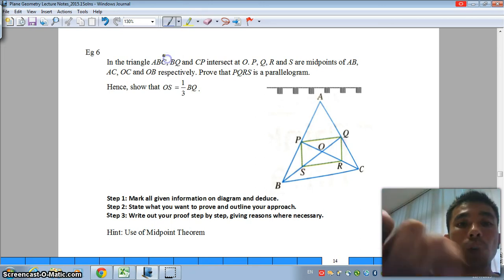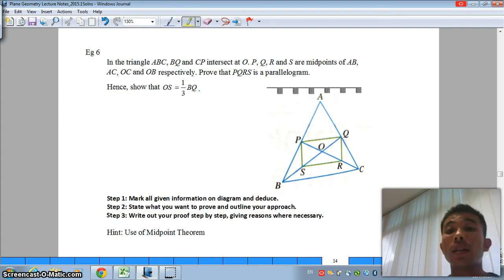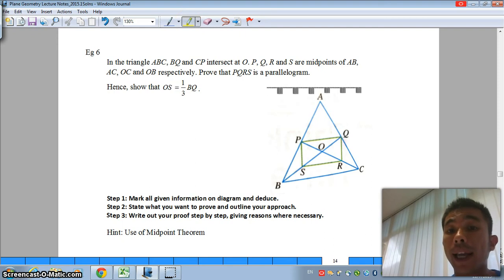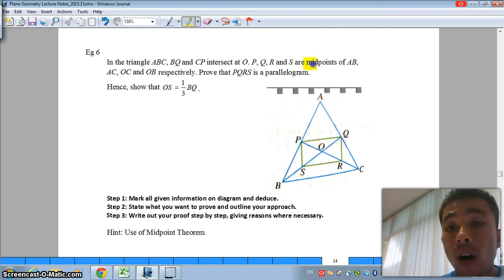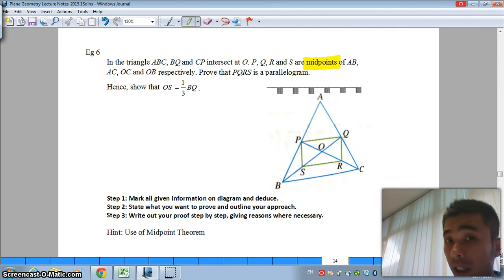Alright, we are going to move on to the next example, which is example 6. It's also on the midpoint theorem itself. If you take a look at the question, I think the choices are very clear. P, Q, R, and S are the midpoints of AB, AC, OC, and OB respectively.